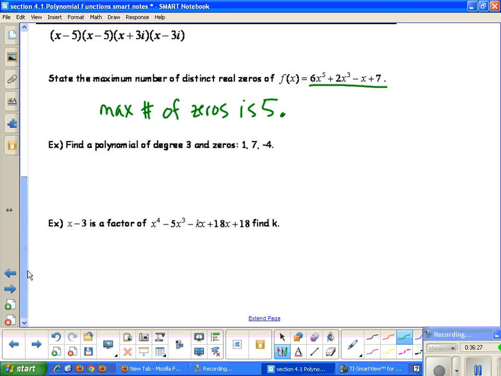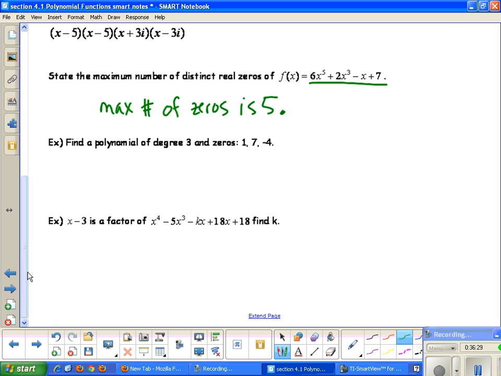The next question says, find a polynomial of degree 3 with zeros 1, 7, and negative 4. So for this one, f of x is equal to, just like we did a minute ago, x minus 1 times x minus 7 times x plus 4. And if I were to multiply this out and put it in polynomial form, x times x times x would be x to the cube. Therefore, I would have a polynomial of degree 3.